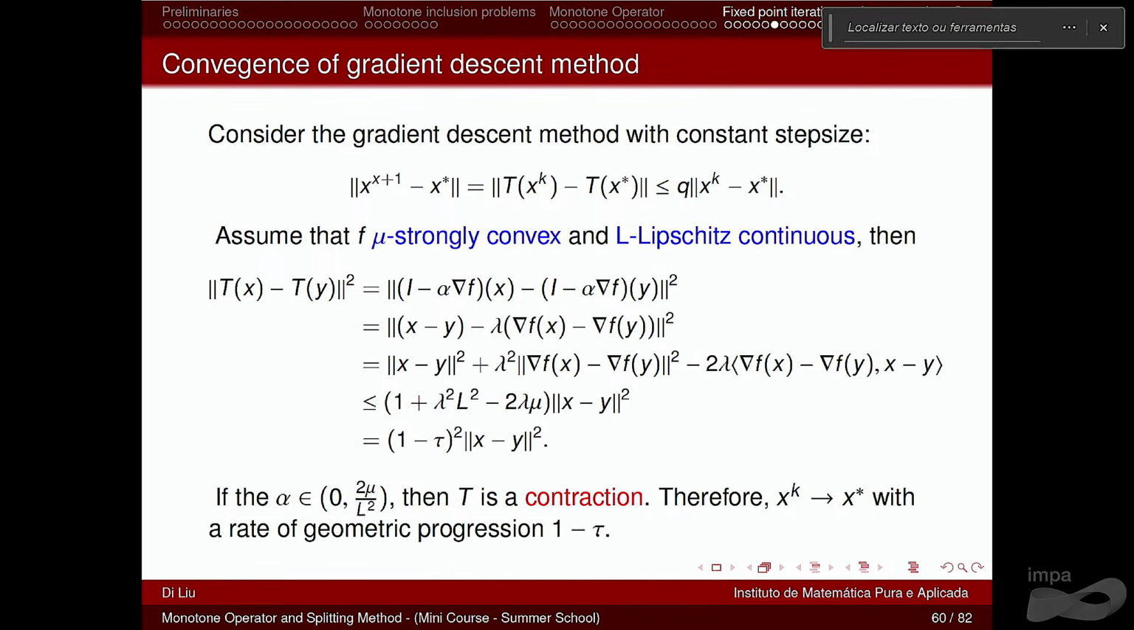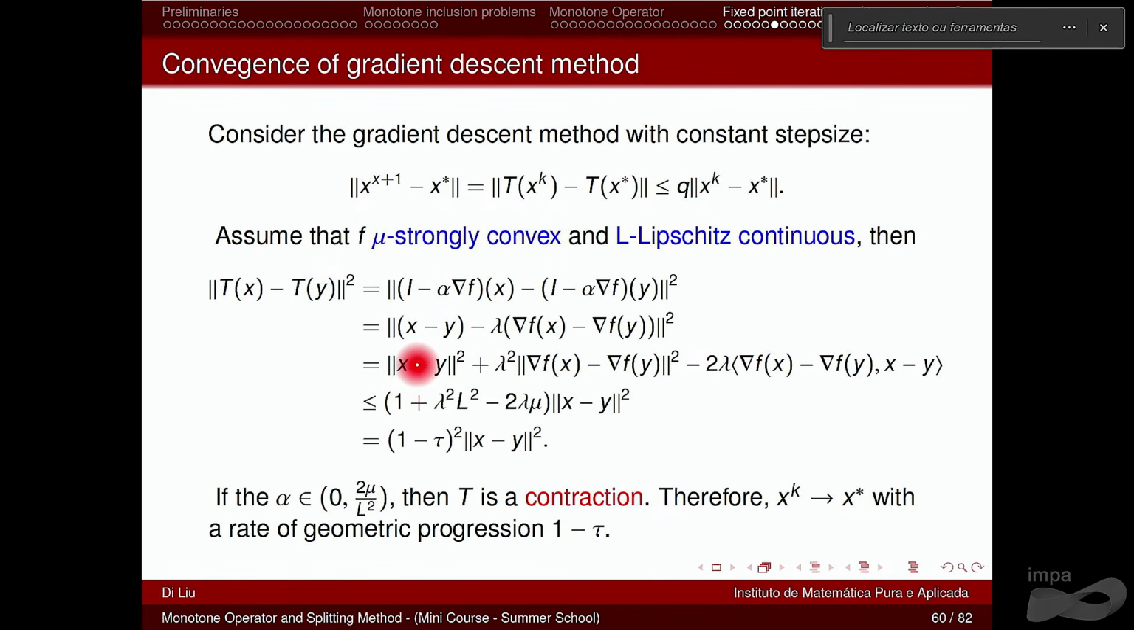Let's still go back to the gradient descent method. Here we assume that f is mu-strongly convex and L-Lipschitz continuous. We see that this assumption is very strong, okay, it's a very strong assumption. We will talk about this later.